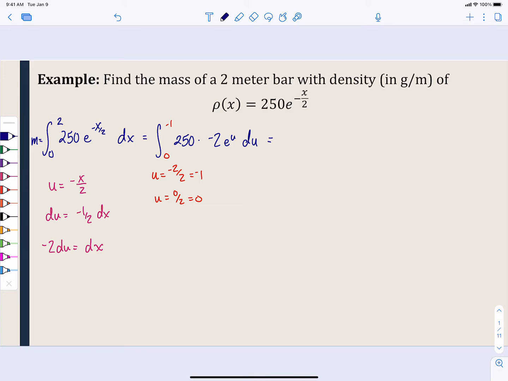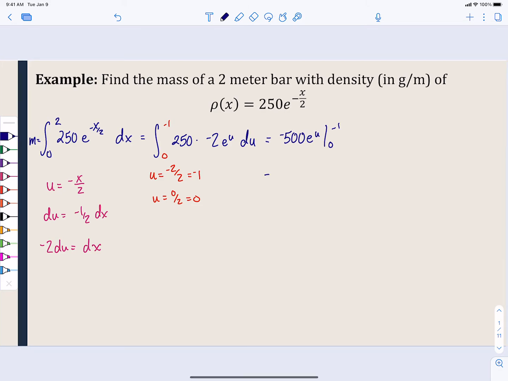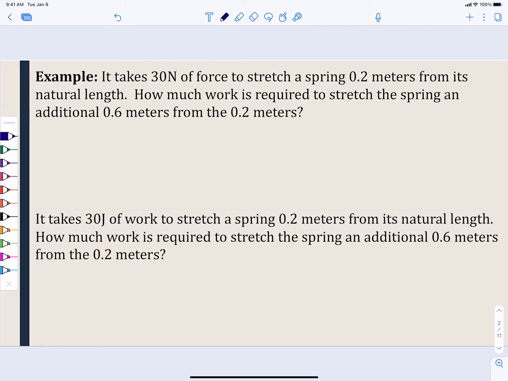And our integral ends up being -500 e to the u from 0 to -1, so -500 e to the -1 minus -500 e to the 0, or -500 over e plus 500, because e to the 0 is 1. There's our exact answer, but it is approximately 316.06 grams. All right, let's take a look at the next problem that we have.